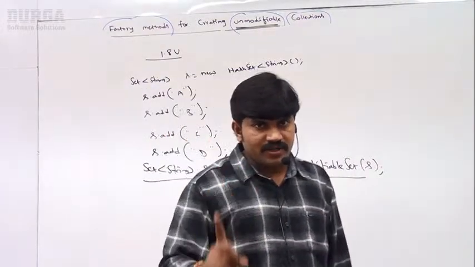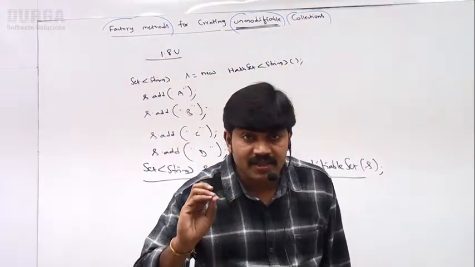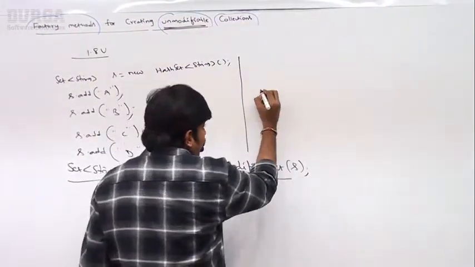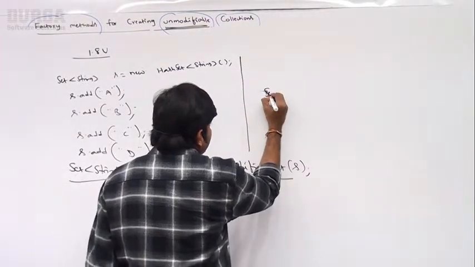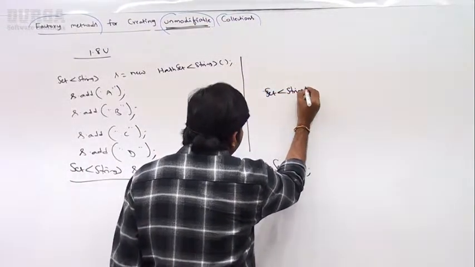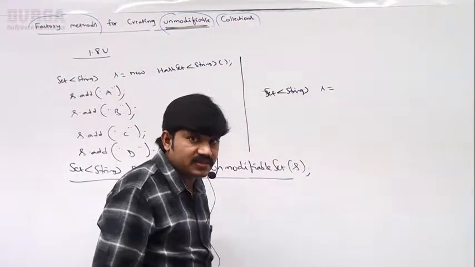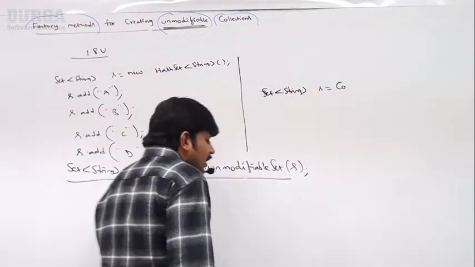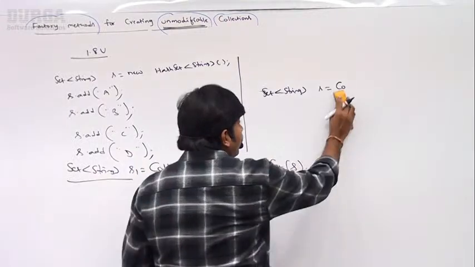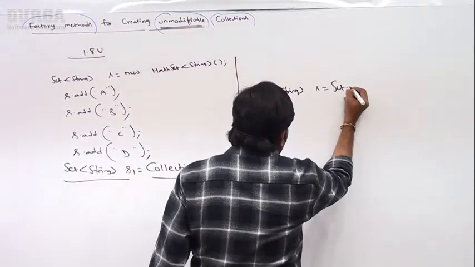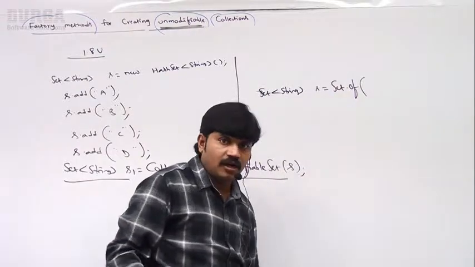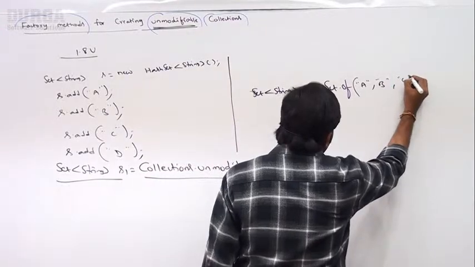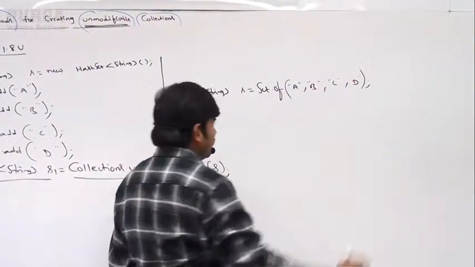But from the 1.9 version onward, a factory method is available. Can anyone guess what the factory method is? Here I am taking Set<String> s = Set.of(a, b, c, d). We are not required to use Collections here. Observe that, we are not required to use Collections. This is the method. Are you getting it?